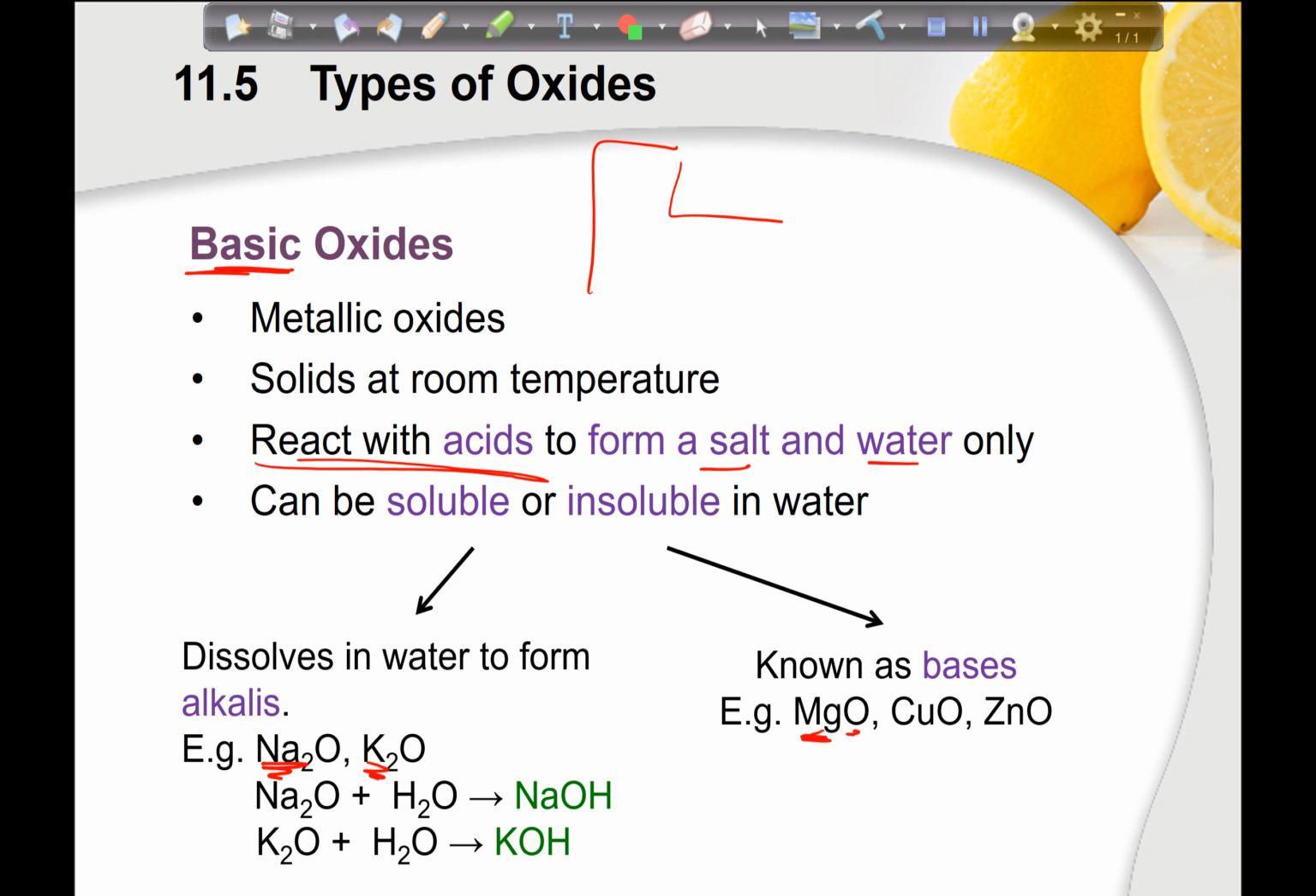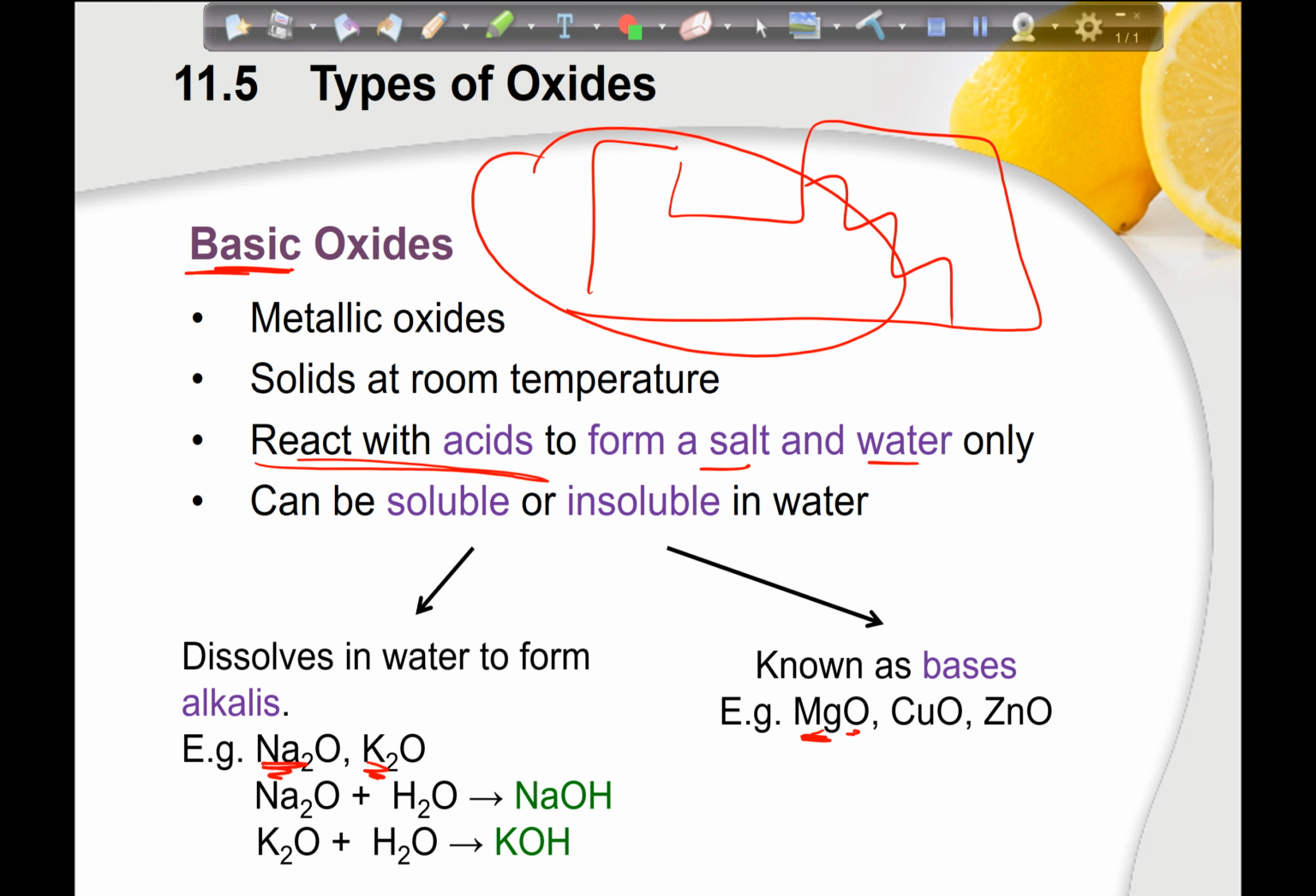So how do I know? Assuming this is your periodic table, there's a staircase dividing it. Any metal oxide over here will be basic in nature. And if they are basic in nature, they can react with acid to form salt and water.